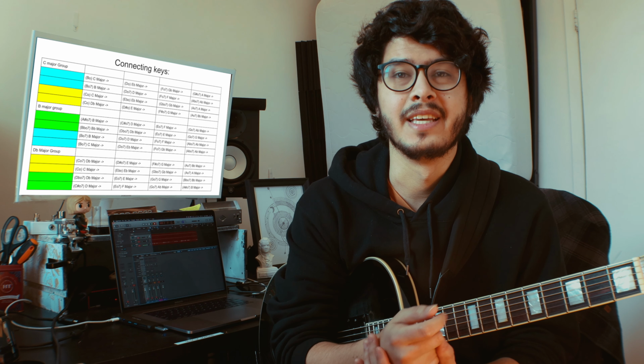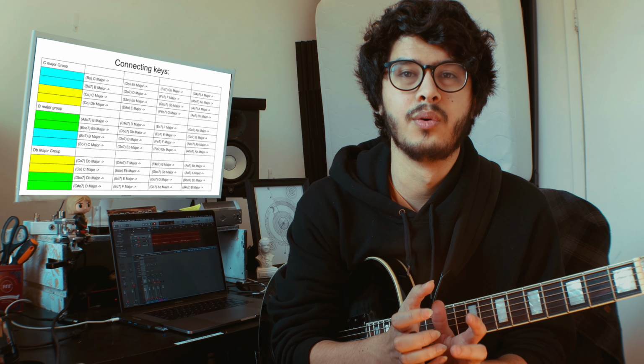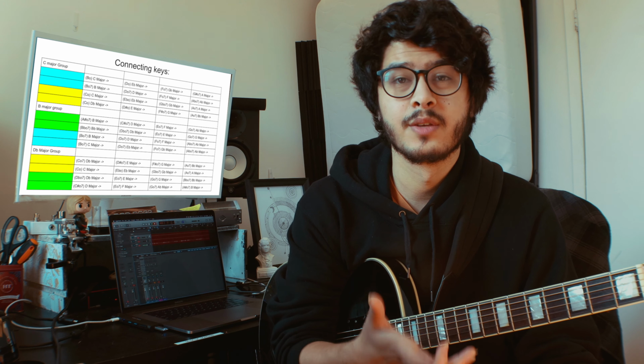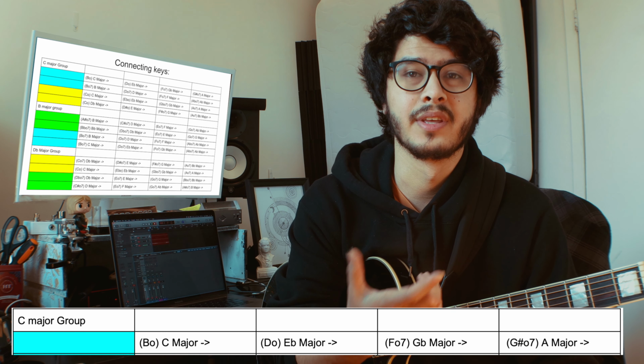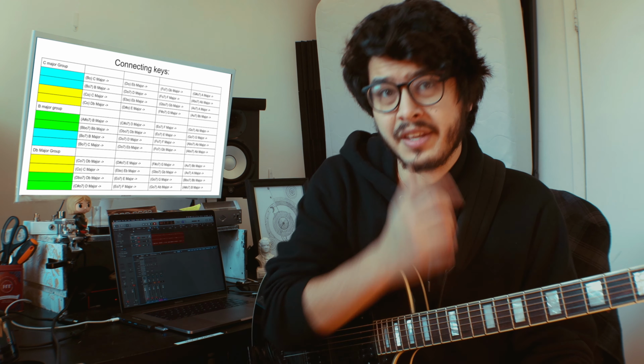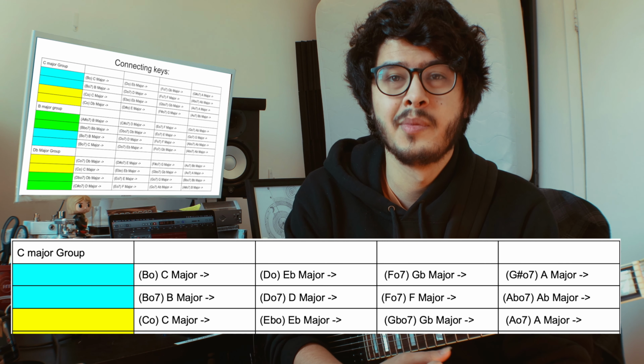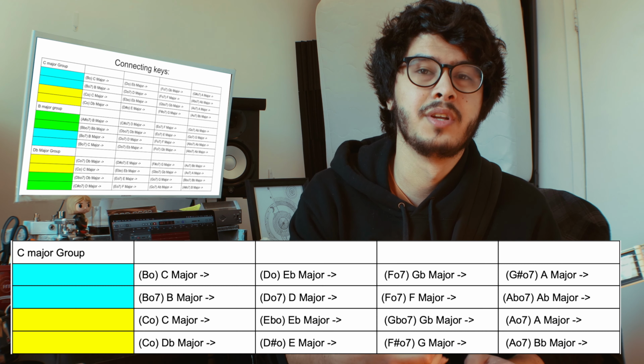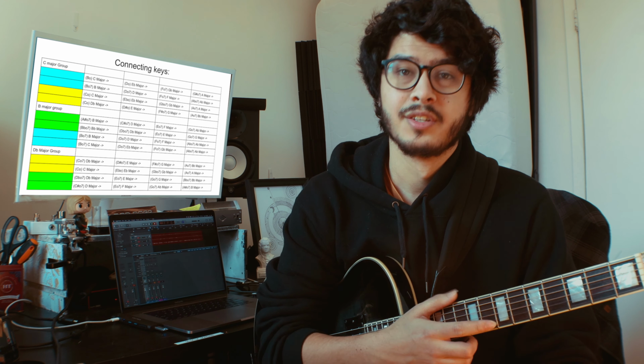The next one is connecting keys, and that's essentially every single way you can resolve the diminished chords. So the first line, I have the leading tone diminished resolving the leading tone way. The next one, I have a leading tone diminished resolving in a common tone diminished way. The next one, I have common tone diminished resolving in a common tone way. And then I have common tone diminished resolving in a leading tone way. So this chart essentially has every single possibility with that.